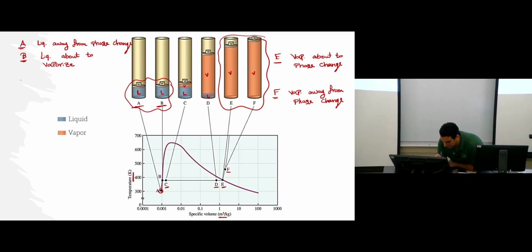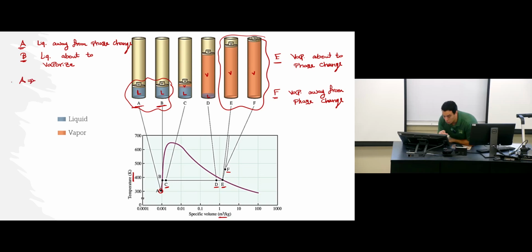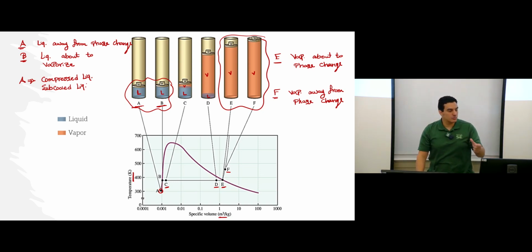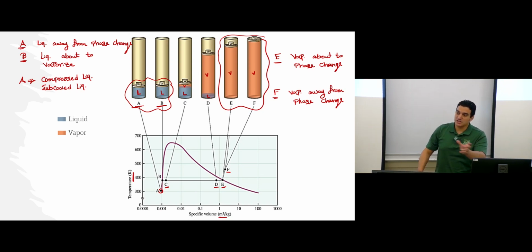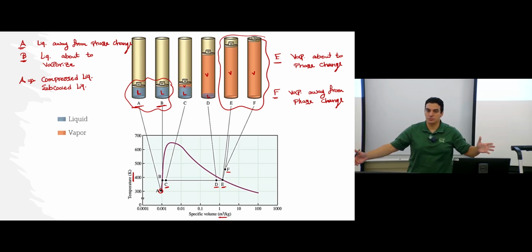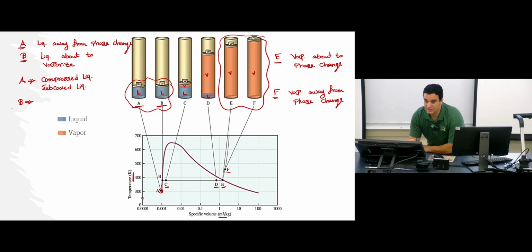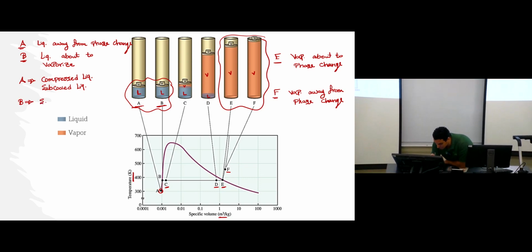This is why at case A, we call this liquid compressed liquid, or we can call it subcooled liquid. This name, compressed liquid or subcooled liquid, describes the liquid phase that is still far away from the phase change process. Case B, the liquid phase exists at case number B. This is called saturated liquid.